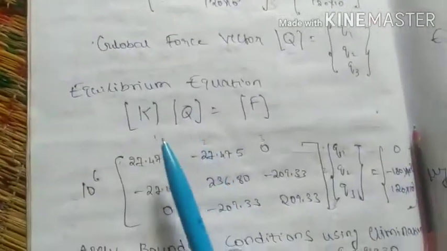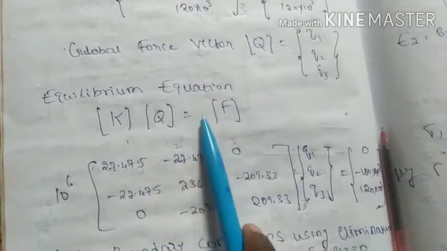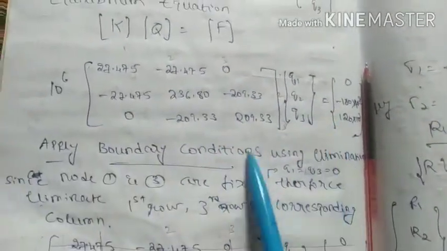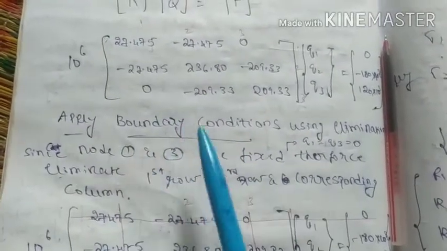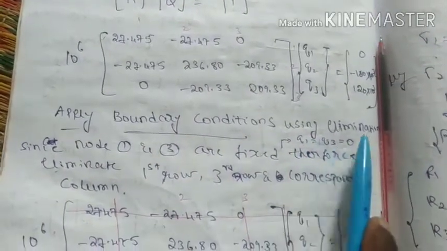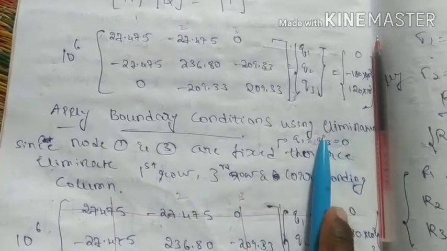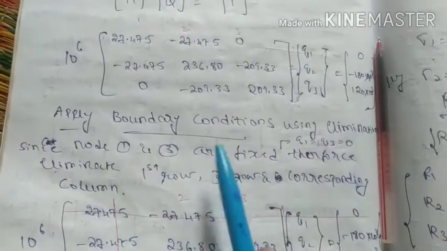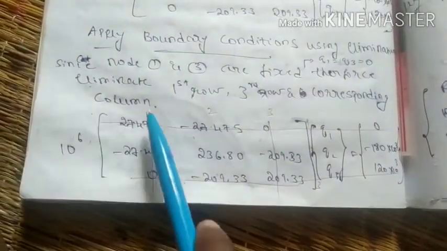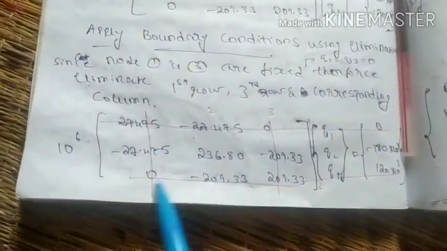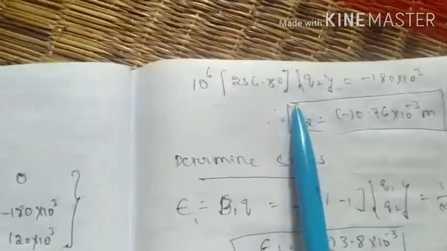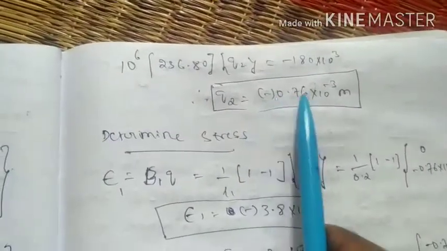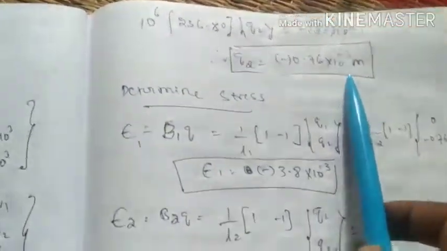Now finally substitute into the equilibrium equation KQ is equal to F, substitute the corresponding values and apply the boundary condition. Here also node 1 is fixed and node 3 is fixed, therefore Q1 and Q3 are both 0. Apply the elimination technique: we need to eliminate the first row, first column, third row, third column, and the remaining part is this much. Now solve for Q2, and we get minus 0.76 into 10 raised to minus 3 meter.